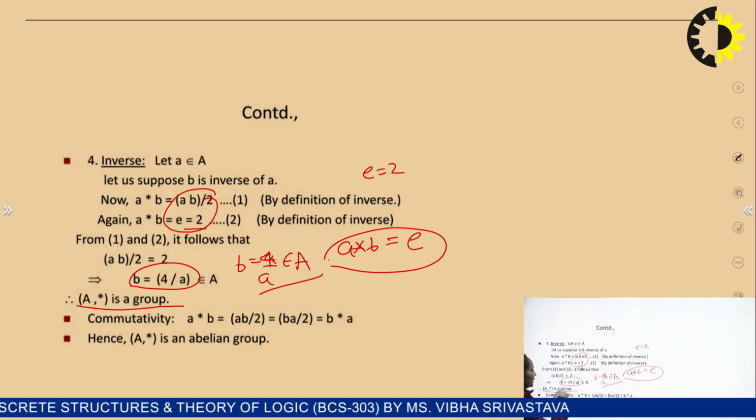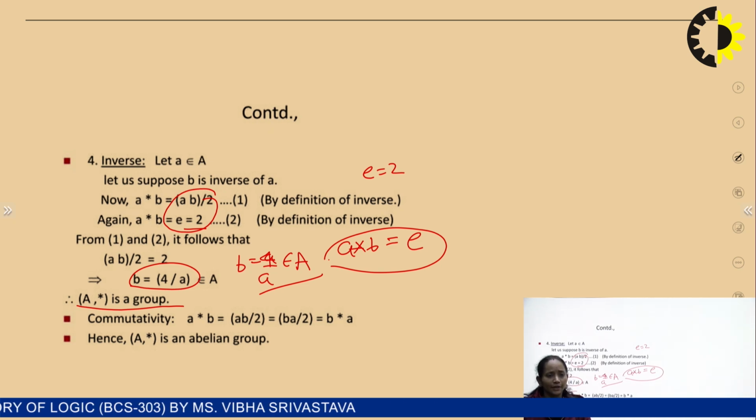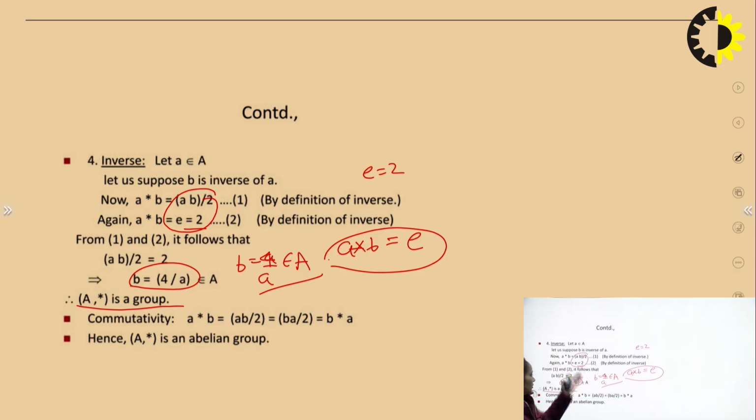So we can say that A star is a group. Why? Because we have checked the closure property, it exists, associativity also exists, identity also exists, and inverse also exists. So because of these 4 properties, we can say that it is a group.